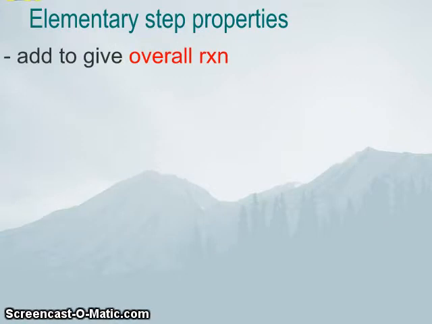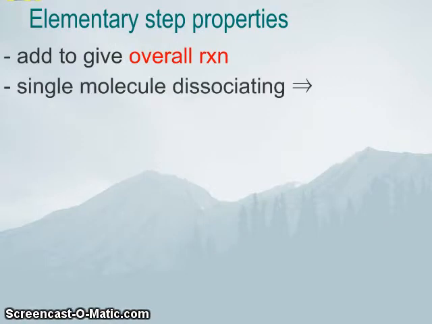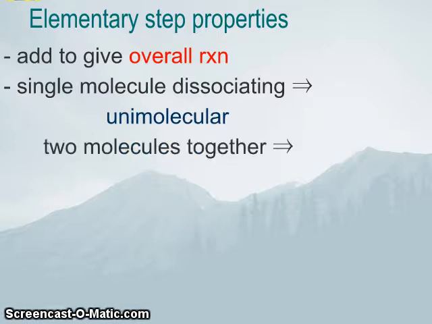These elementary steps have a certain set of properties. We know that they must add to give the overall reaction. We will refer to reactions where we have a single molecule dissociating as a unimolecular reaction, so one molecule. Two molecules coming together is called a bimolecular reaction, and then of course we have trimolecular reactions.